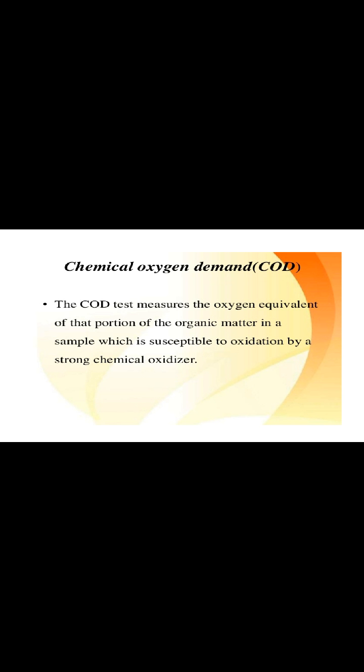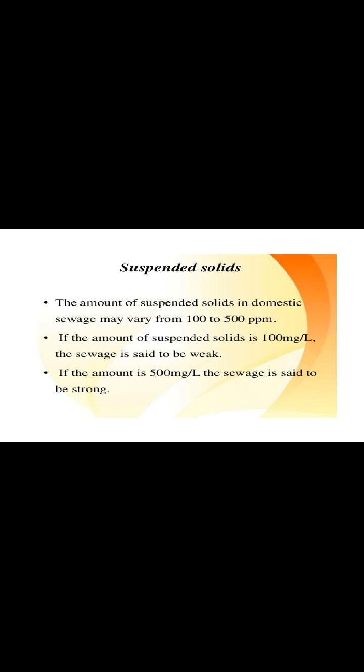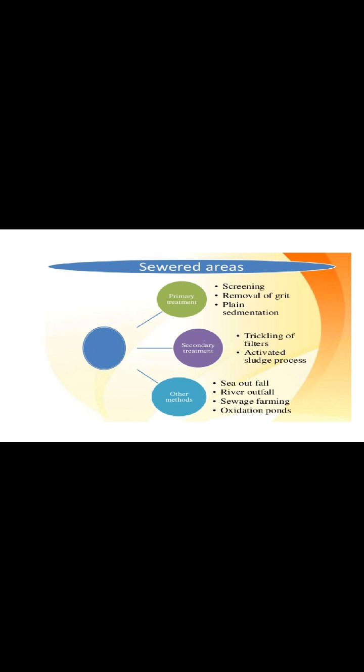Then chemical oxygen demand. This is also one of the strengths of sewage. The test measures the oxygen equivalent of the portion of the organic matter in a sample which is susceptible to oxidation by a strong chemical oxidizer. And then suspended solids. The amount of suspended solids in domestic sewage may vary from 100 to 500 ppm. If the amount of suspended solids is 100 milligram per liter, it is said to be weak. If the amount is 500 milligram per liter, it is said to be strong.